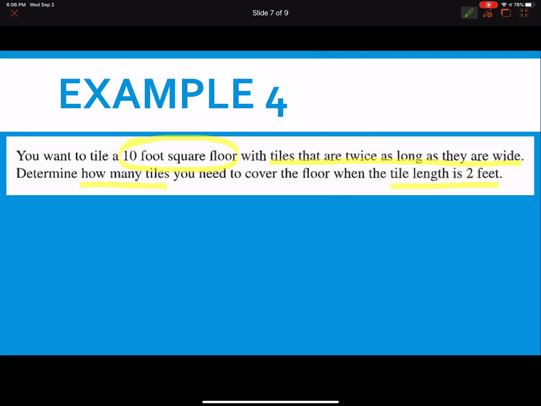Now, I'm a very visual person, so it helps if I sketch out a picture. So when I see this 10-foot square floor, I'm looking at a square, and I know it is a 10-foot square floor, so 10 by 10. And that tells me something else about this floor. That tells me that the area of this floor, length times width, is 100 square feet.